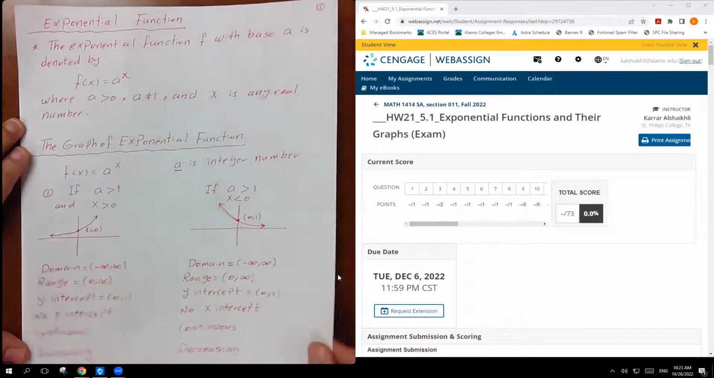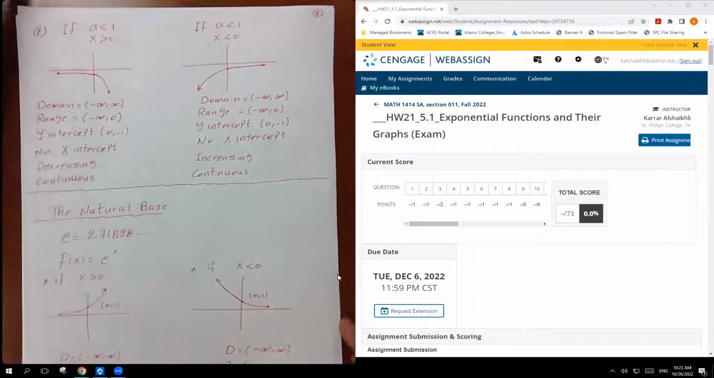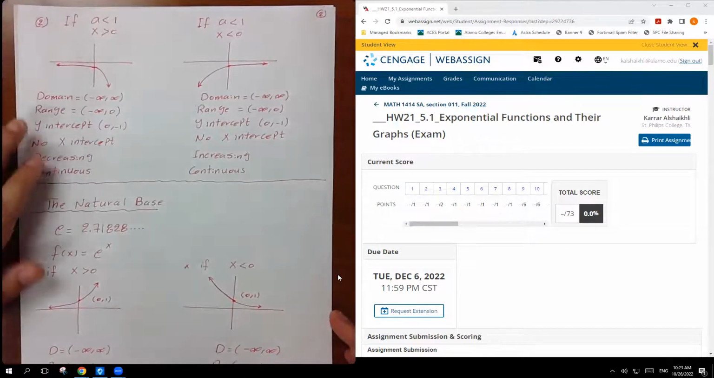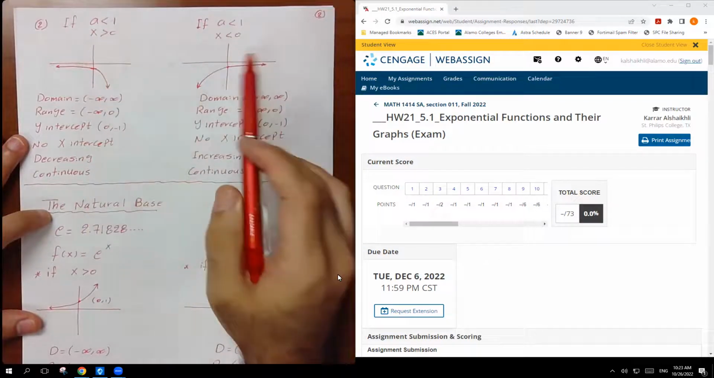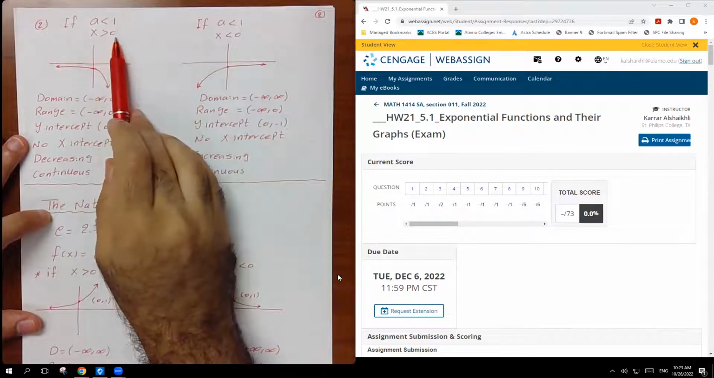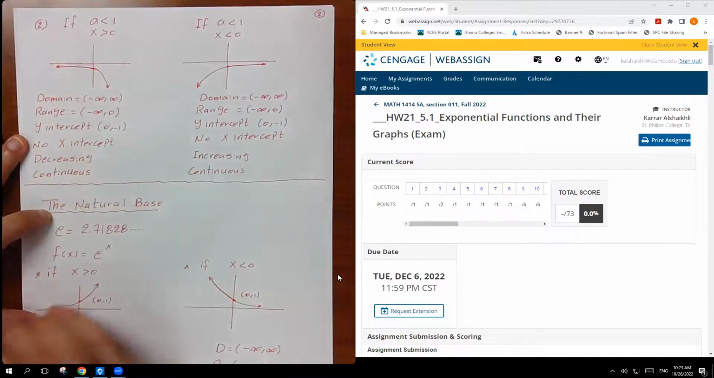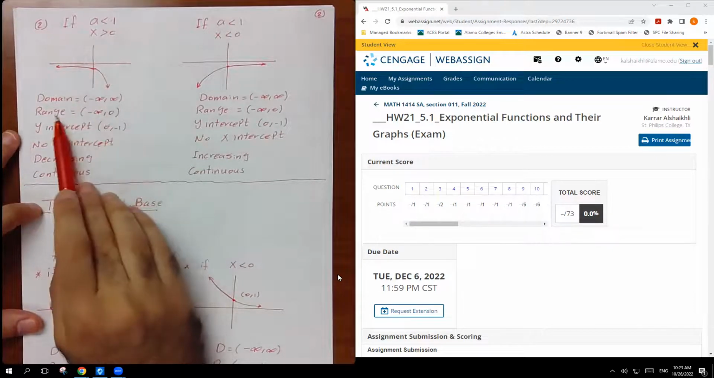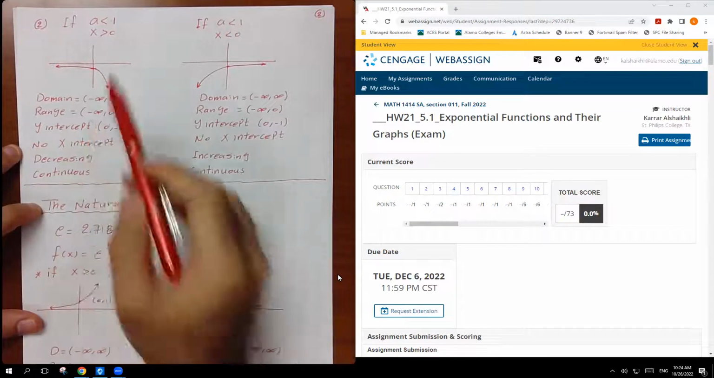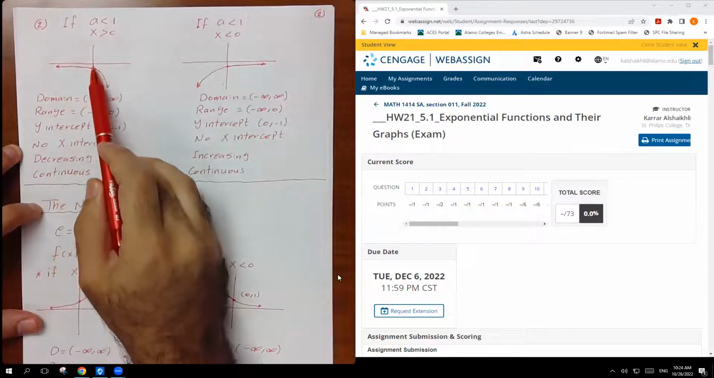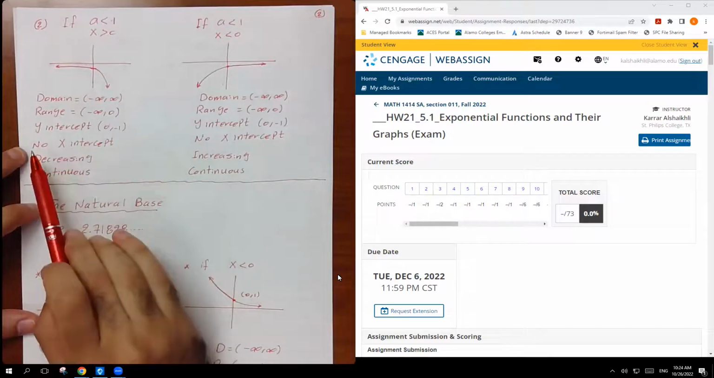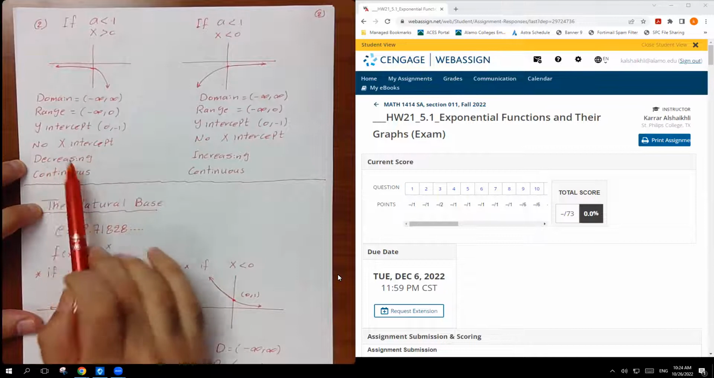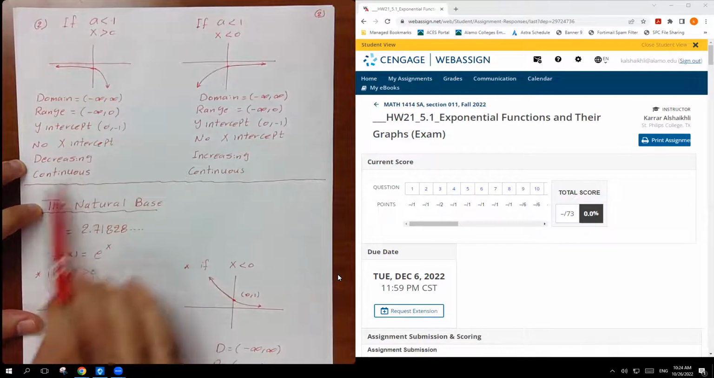Now I'm going to add 2 more. This is just going to help you when you are graphing. If a is less than 1, that means a negative number, but the exponent is positive, greater than 0, that's how the graph looks. The domain is negative infinity to infinity, the range is going to be negative infinity to 0, because you see the range goes from negative infinity and stops at 0. The y-intercept is going to be (0, negative 1). Again, no x-intercept. The function is going to be decreasing and continuous.